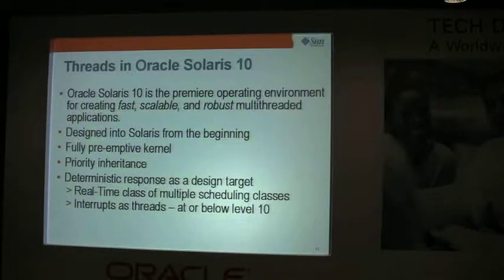Threads were designed into Solaris from the beginning. It has a fully preemptive kernel, priority inheritance, and deterministic response time. That means Solaris is actually a real-time operating system. Did you know that? You can write hard real-time applications on Solaris, and Solaris delivers on that. It's pretty cool, because it was designed to do that from scratch.